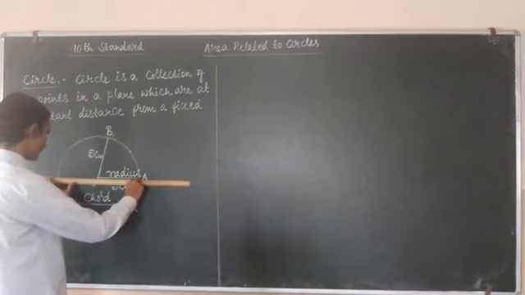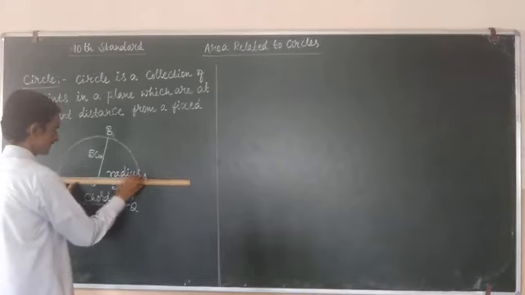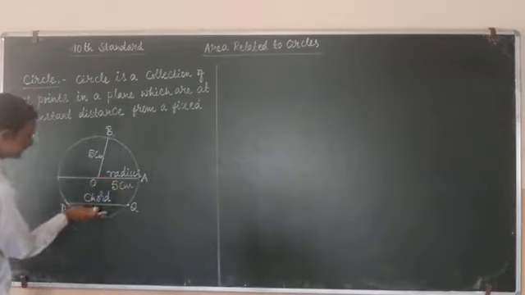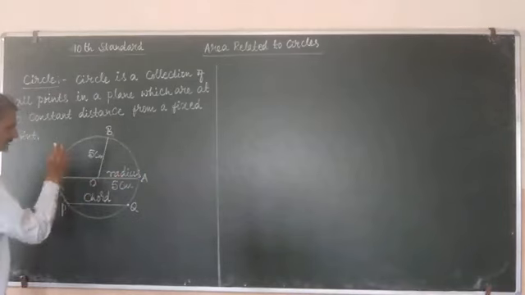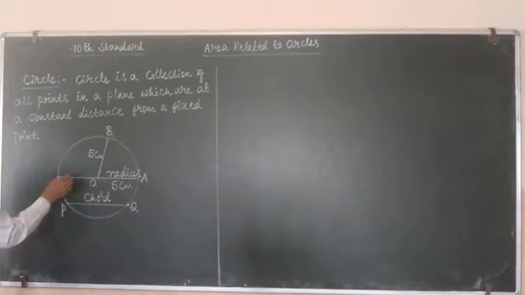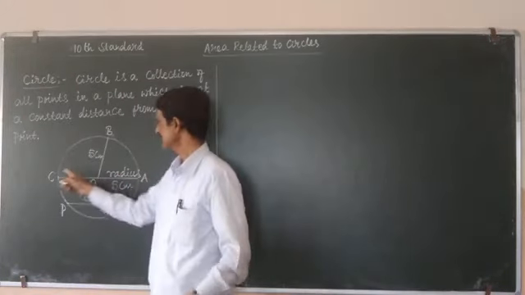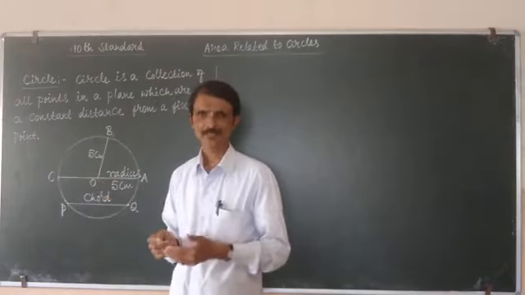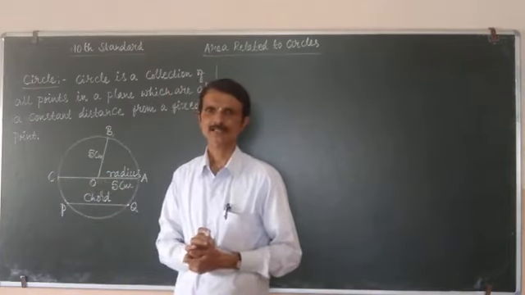Again, if you see this chord, if it passes through the center of the circle, it is called the diameter. Call this C. Observe here in the figure, AC or CA is called a diameter because it is a chord which passes through the center of the circle.